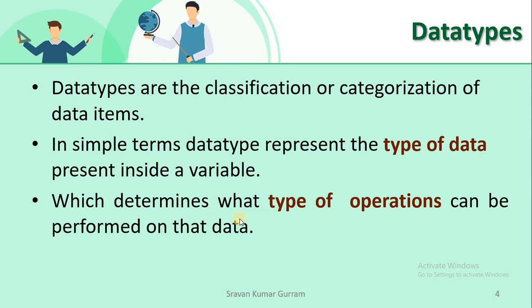With the help of the data type, we can decide what type of operations can be performed on that data. Suppose the data is numerical data, we can perform all the arithmetic operations like addition, subtraction, multiplication, division, and so on. If it is text data, we cannot perform division or multiplication operations. So this is the meaning of the third point. Depending on the data type of the data only, we can decide what type of operations we can perform on that data.